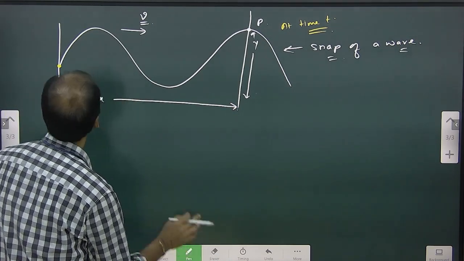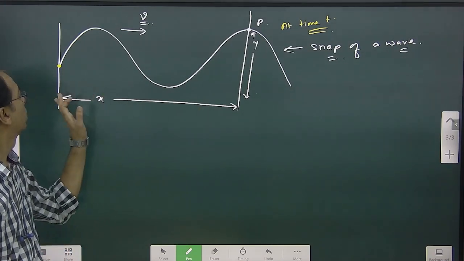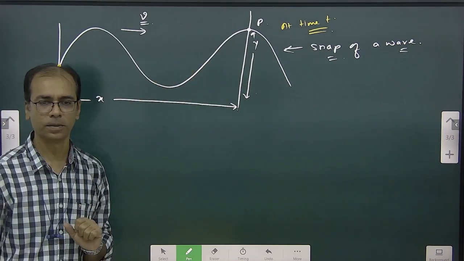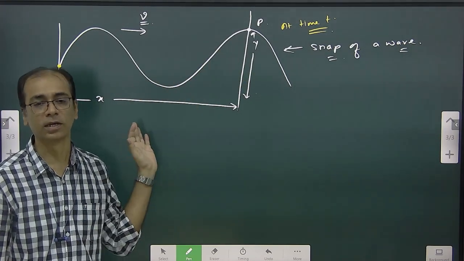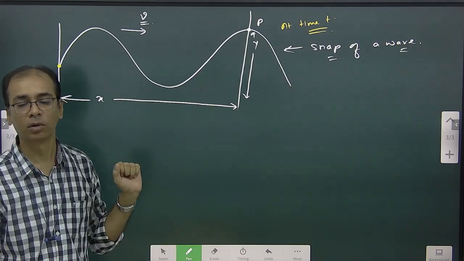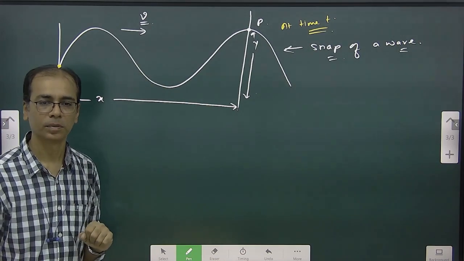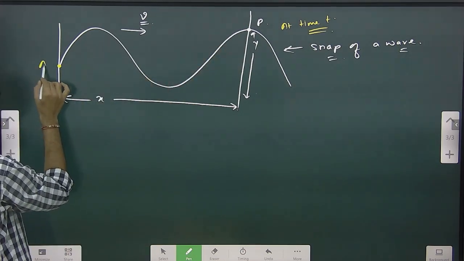So this point, suppose I make it here. Is it okay? Okay, let it be. So how much time before this particle also would have been in this position? We'll subtract it. How much time has the wave taken to move from here to here? Distance traveled is x and speed is v. And this point is P and this point, let's say, is A.